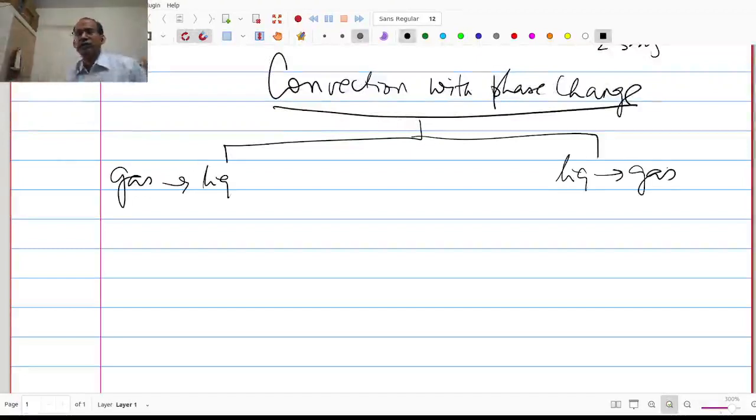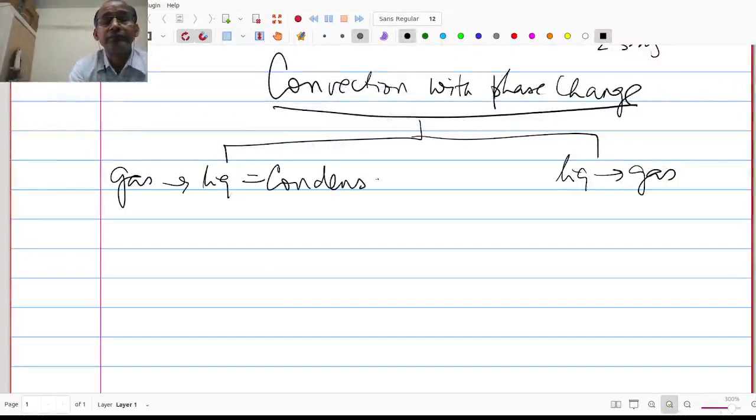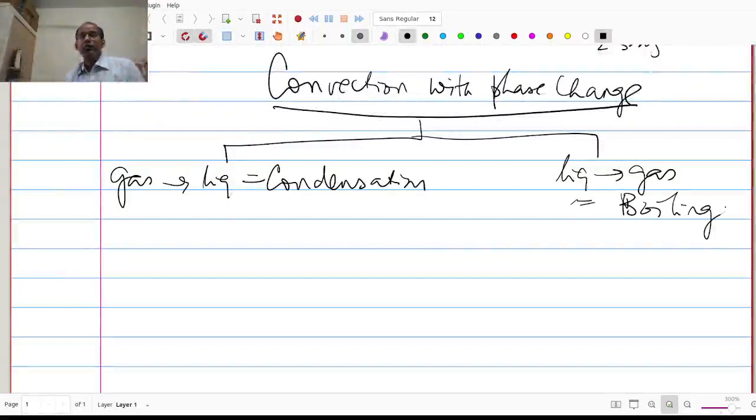Solid to liquid, liquid to solid: basically in solid there is no convection at all, it's only liquid. So we are not looking at melting, at least in this chapter. We will be looking at phase change between liquid and vapor. So gas to liquid is nothing but condensation, and liquid to gas is nothing but boiling. We'll look at these two phenomena in the current course, in the chapter on convection with phase change.